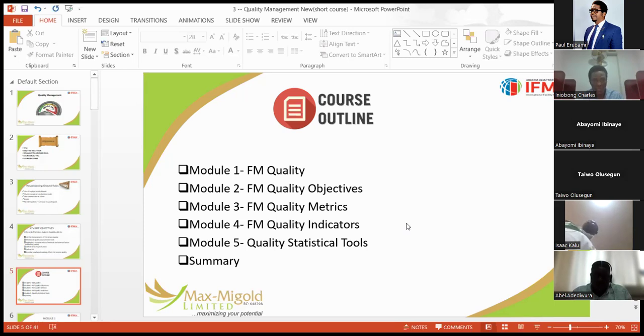measure performance. Now we are also going to look at FM quality indicators, just like the key performance indicators. Those parameters that will help you or show that you are meeting customers' requirements. Then we are going to look at a few statistical tools. This will just be a surface explanation of statistical tools that you can use in analyzing your operations to come up with an objective result or report for management decision.